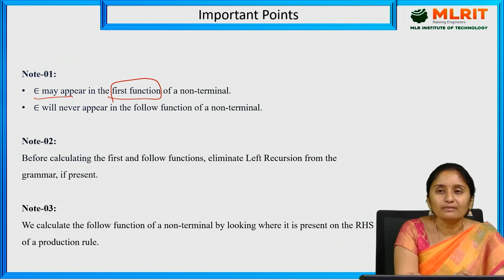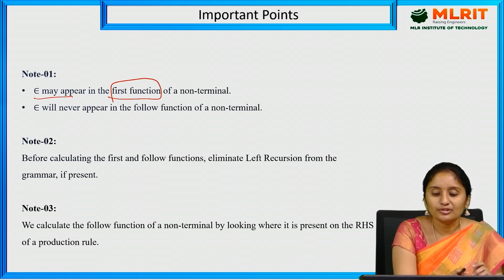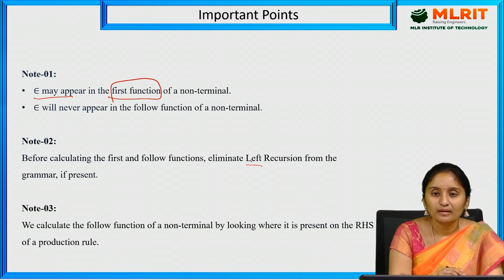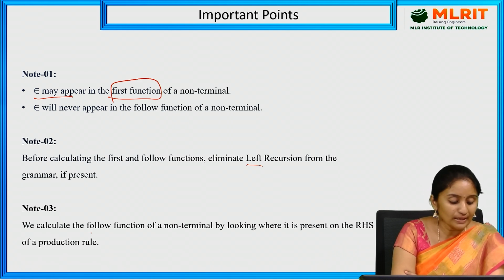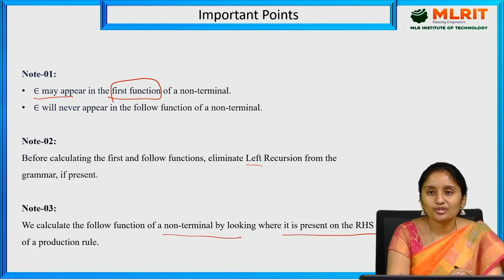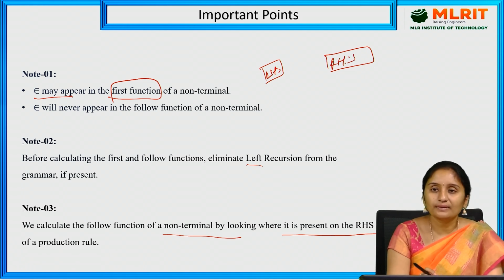Before calculating the first and follow function for a grammar, we need to check whether the grammar is free from left recursion. If there is no left recursion, then only we can calculate the first and follow function. Note that we calculate the follow function for a non-terminal by looking where it is present on the RHS of the production rule. Just now I told you the first function is calculated for the LHS and the follow function is calculated for the RHS.